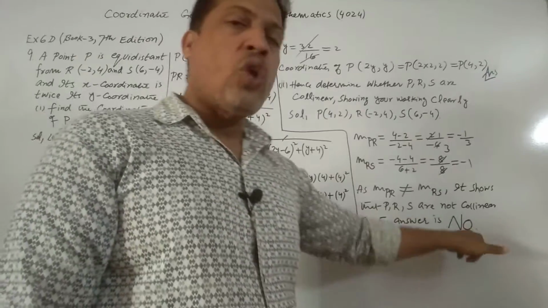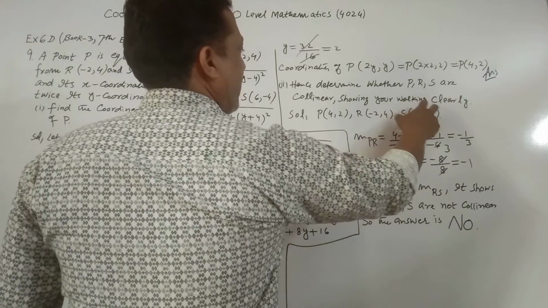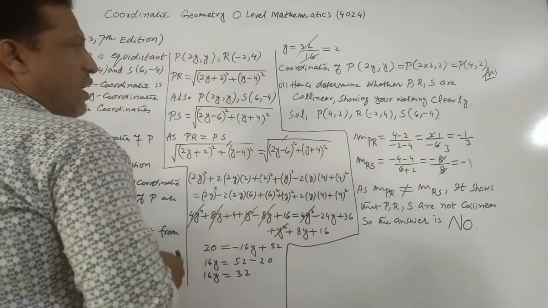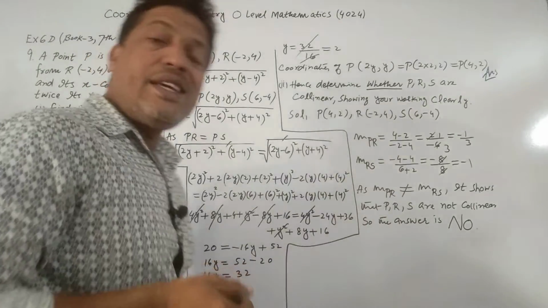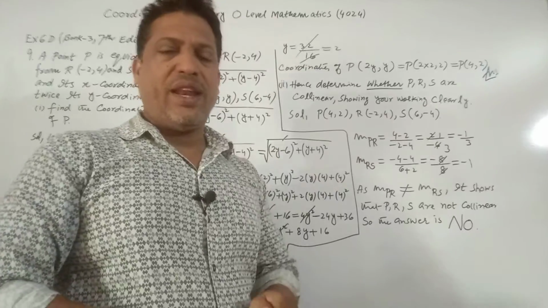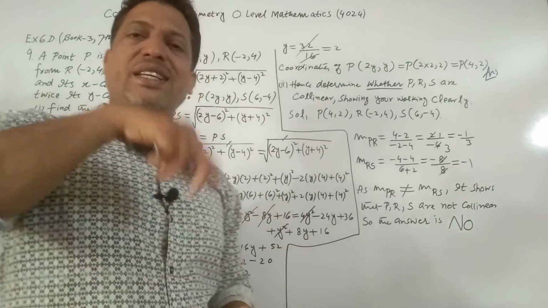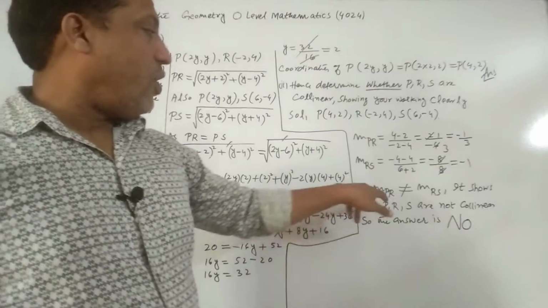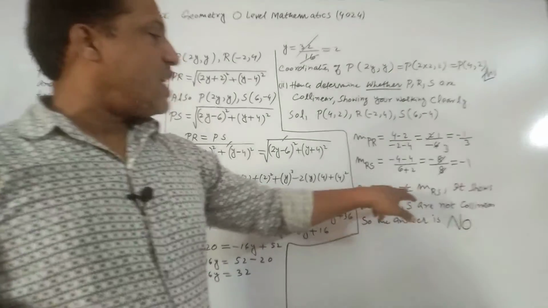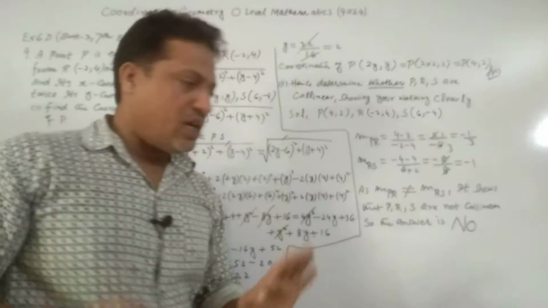So the answer is no, because the question asks for showing your working clearly. Hence determine whether. Whether means we have to write the answer in yes or no form. Whenever you see the word whether in the question, it means you have to give the answer in yes or no form by giving a suitable reason. So what I wrote: as the gradient of PR does not equal the gradient of RS, it shows that PRS are not collinear. So the answer is no, they are not collinear.